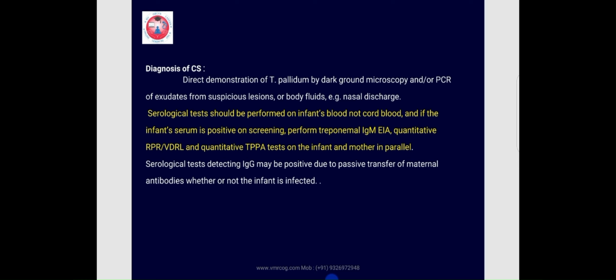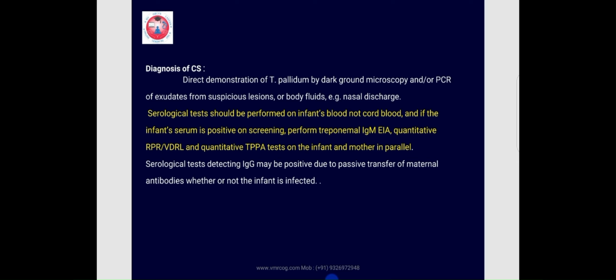Now, diagnosis of congenital syphilis. We can diagnose it by direct demonstration of Treponema pallidum, by dark ground microscopy, and or polymerase chain reaction of exudates from suspicious lesions or body fluids such as nasal discharge. Okay, there are serological tests for the diagnosis. Serological tests should be performed on the infant's blood, not on the cord blood. And if the infant serum is positive on screening, we have to perform treponemal IgM EIA. Okay, so we will be performing treponemal IgM EIA, that is enzyme immunoassay.